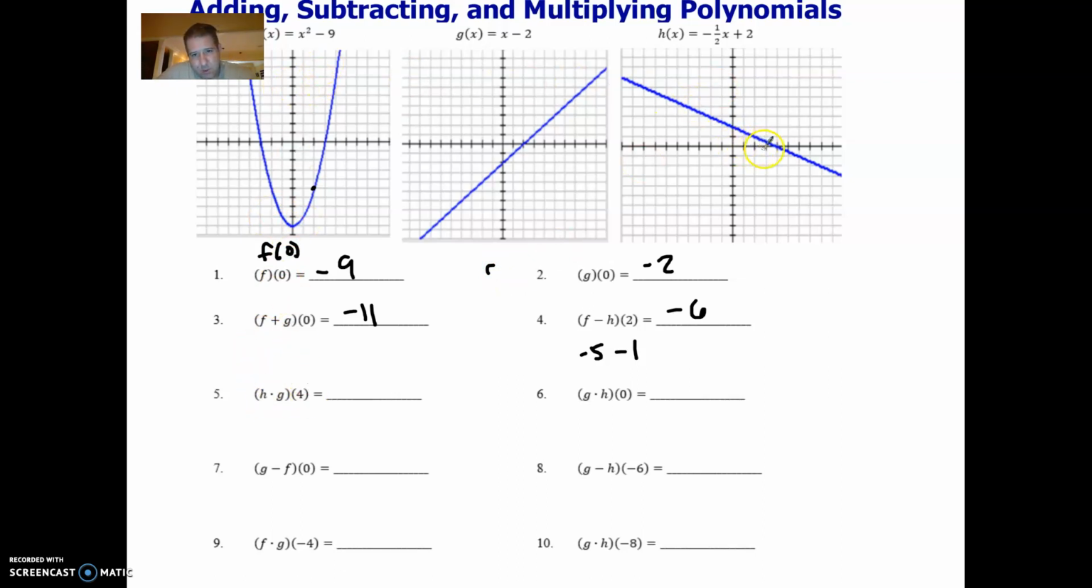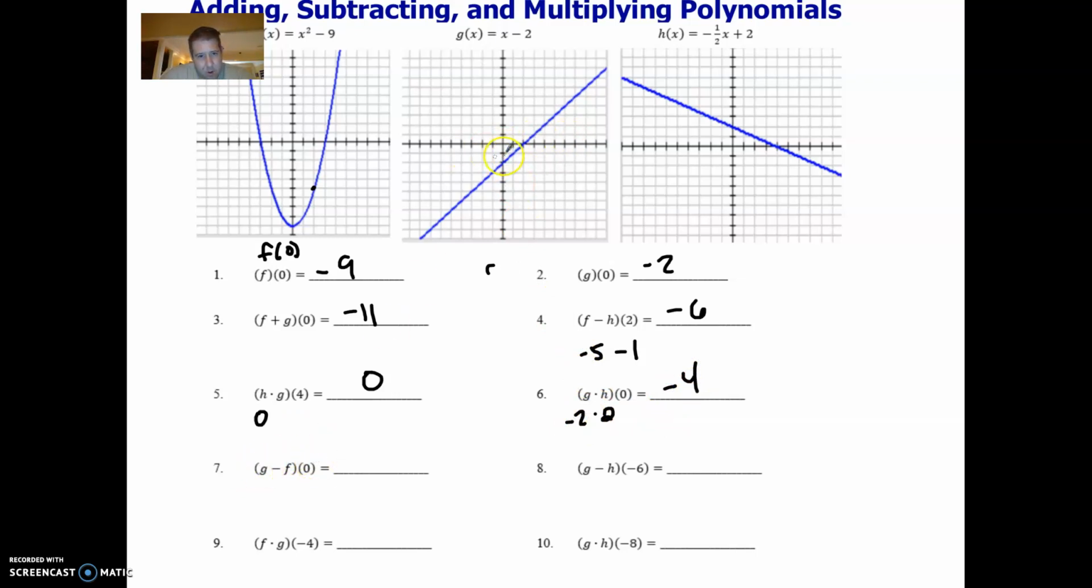h of 4. h of 1, 2, 3, 4 is 0 times, it really doesn't matter because 0 times anything is 0, so I'm going to stop right there. g of 0 times h of 0. Once again, h of 0 was 0, wasn't it? h of 0 is 2 multiplied by g of 0, which is negative 2, and that equals negative 4.